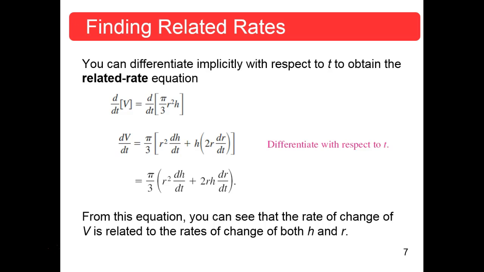Well, product rule here, right? d/dt of, pull out the pi thirds, of that product would be r squared times dh/dt, plus h, the second one, times the derivative of this, which is 2r times dr/dt. Putting those together, you get pi thirds r squared dh/dt plus 2 pi r h dr/dt. From that equation, you can see how the rate of change of the volume is related to the rate of change of the height and the rate of change of the radius. It's right there.